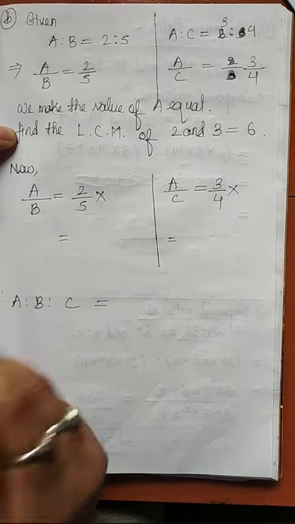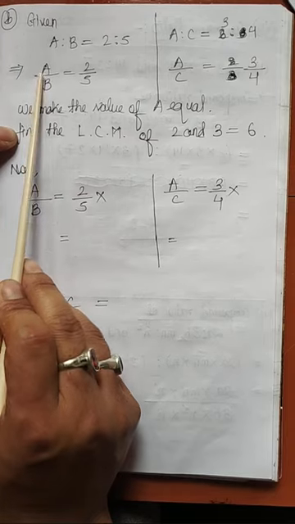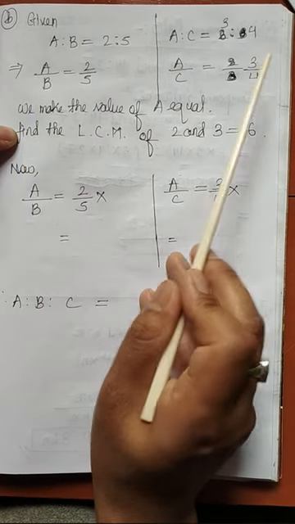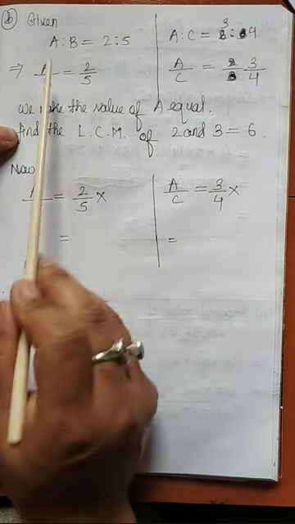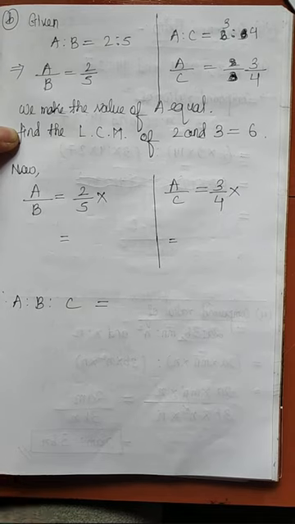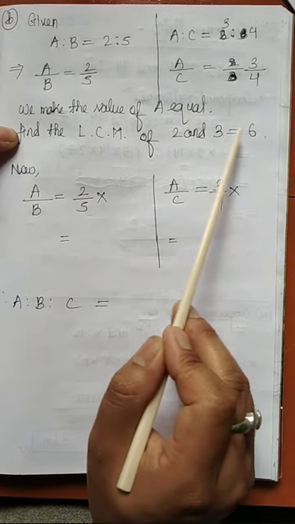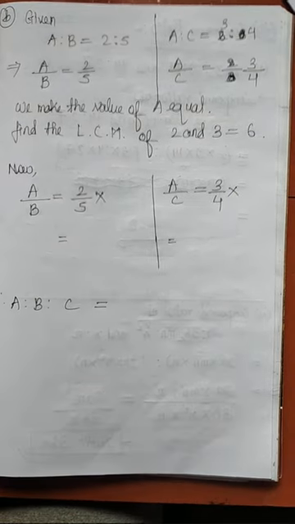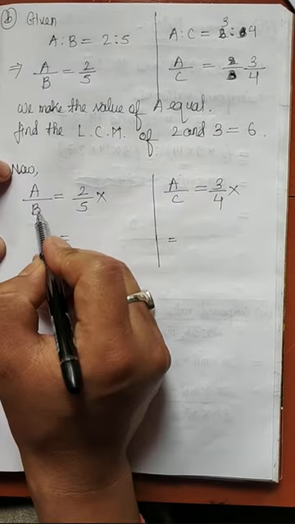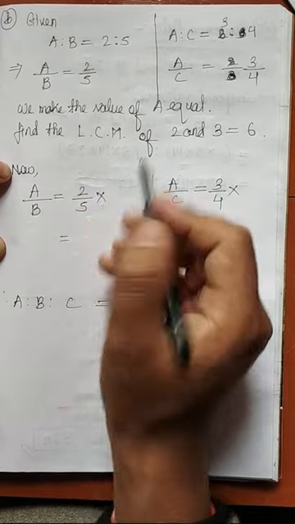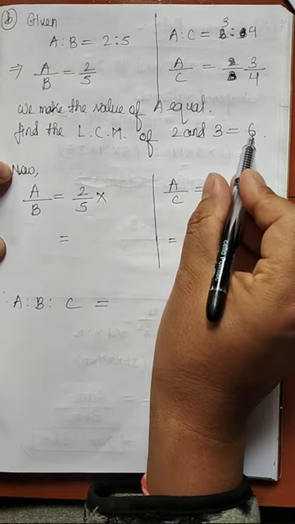Which term has been repeating out here? A equals 2, A equals 3 again. So I have to make the value for A equal anyhow. For that, find the LCM of 2 and 3. The LCM of 2 and 3 is 6. Now I have A by B, A by B is 2 by 5. With which number will I multiply and get it 6?